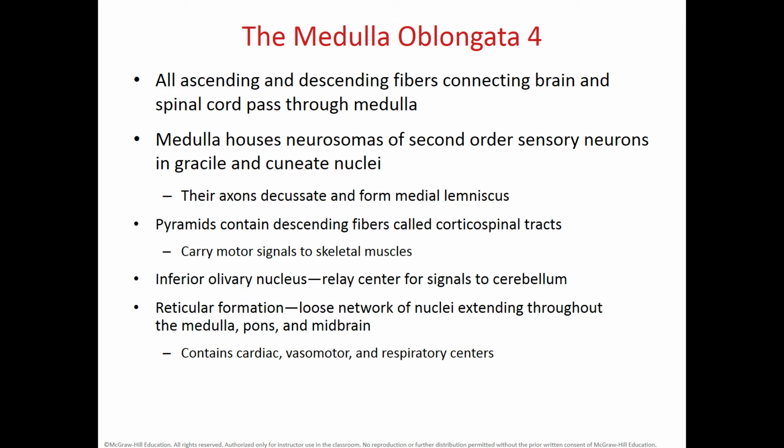Within the lateral portions of the medulla, we have the olives, which have the olivary nucleus that helps to bring information into the cerebellum. As well, we have this loose network of nuclei called the reticular formation that extends from the medulla into the pons and the midbrain. Within this reticular formation, we have cardiovascular centers, or cardiac and vasomotor centers, and respiratory centers.